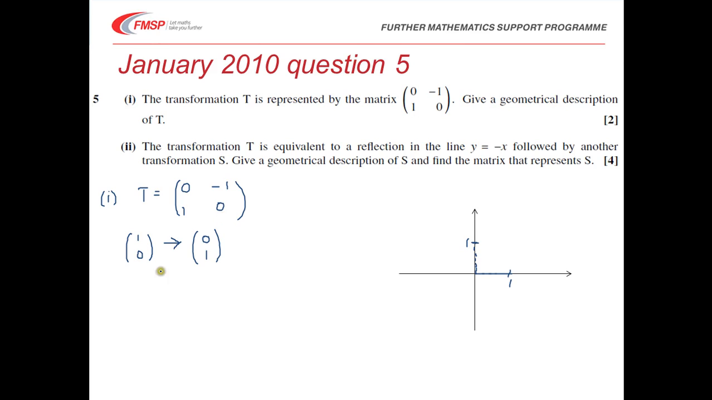The second column of our matrix tells us the image of 0, 1, and it therefore tells us that 0, 1 maps on to negative 1, 0. So that means that this vector maps on to this vector. So we've got that mapping onto that, and this mapping onto this. So it is a rotation of 90 degrees anti-clockwise about O.